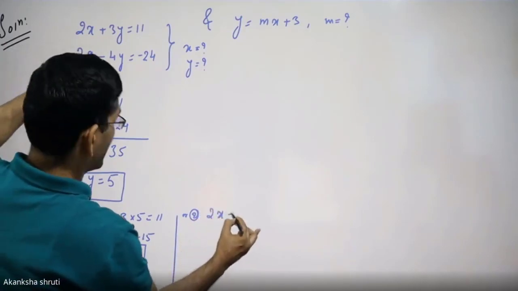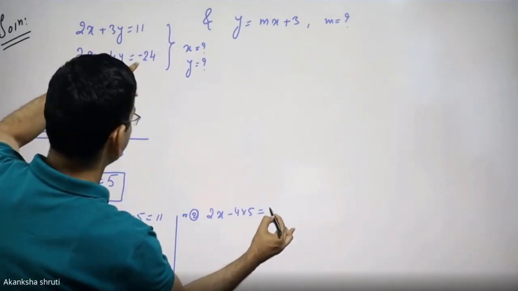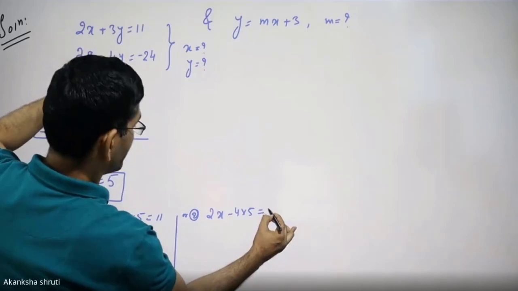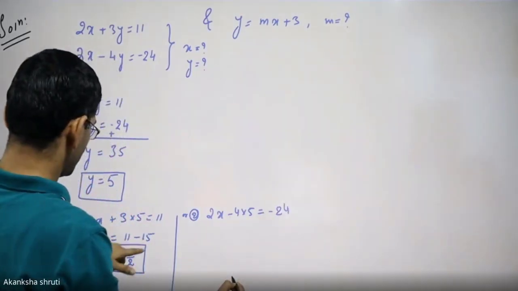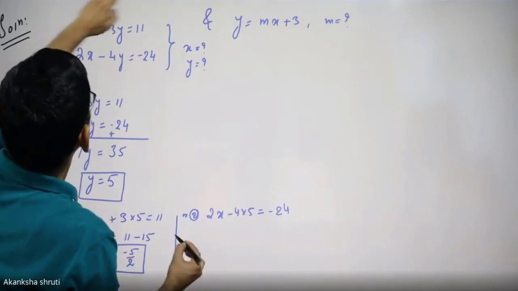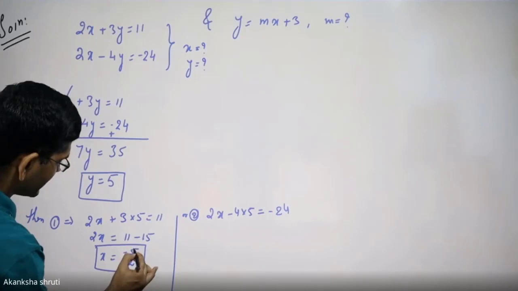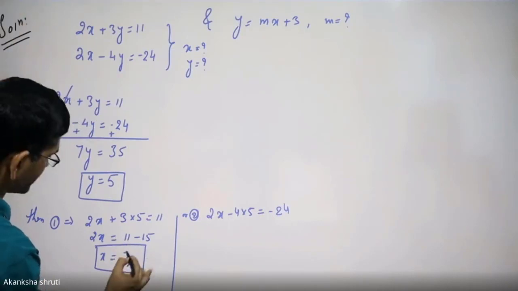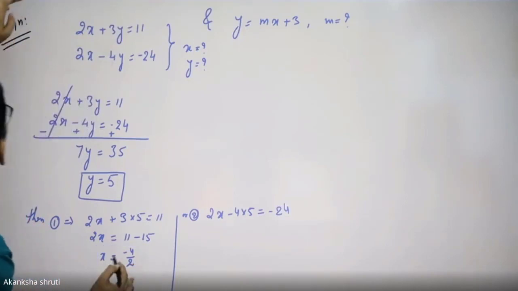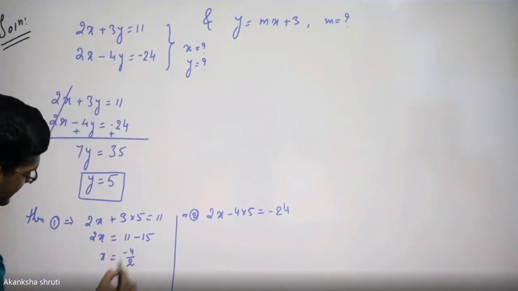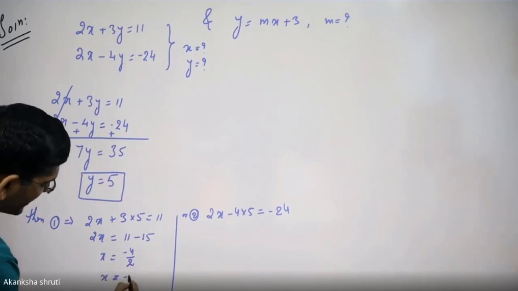2x minus 4 into 5 is equals to minus of 24. Students, there will be a minor mistake here. 11 minus 15 is minus of 4. Students, because of this minor mistake, x is minus of 4 by 2, so the x value is minus 2, keep in mind.